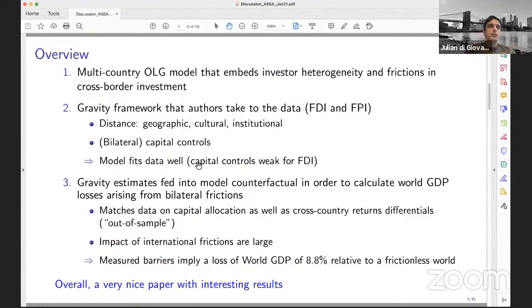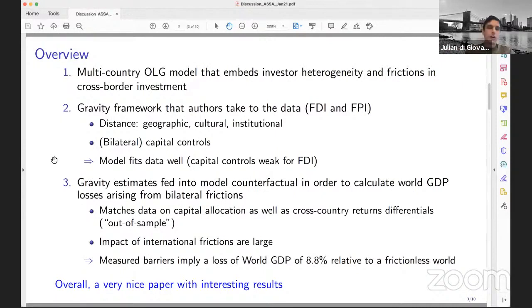It allows you to take the model to the data in a very standard gravity model that they apply to some recent data, both for foreign direct investment flows as well as foreign portfolio investment, not flows, but asset stocks. And their core variables they're interested in are bilateral distance measures, both geographic, cultural, and institutional, as well as a measure of capital controls.